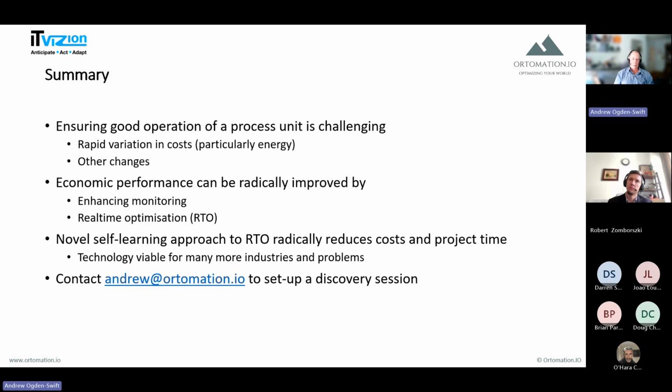And the second one that I've talked about is real-time optimization. Our belief is that this novel self-learning approach to real-time optimization radically reduces costs and project time, and that makes solutions that, before this was available, had mainly been restricted to very large bulk industries like oil refining and ethylene, now much more widely applicable.